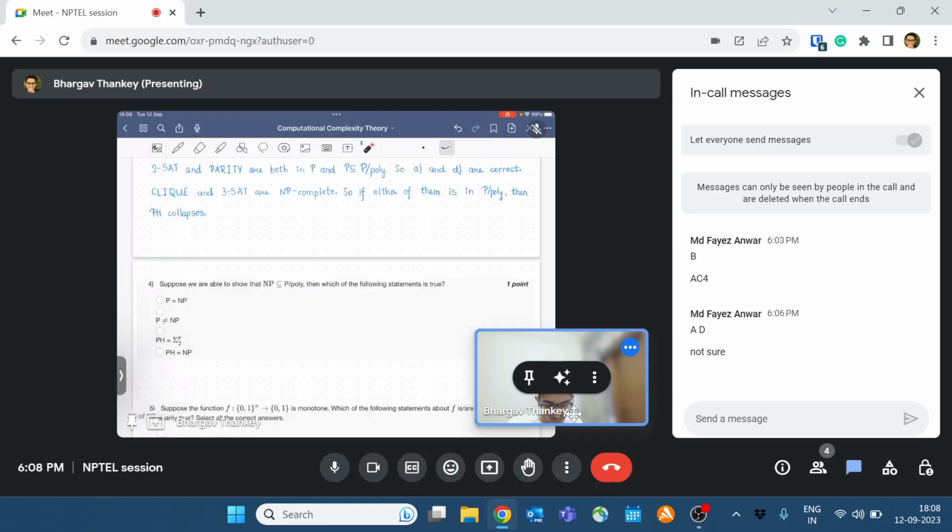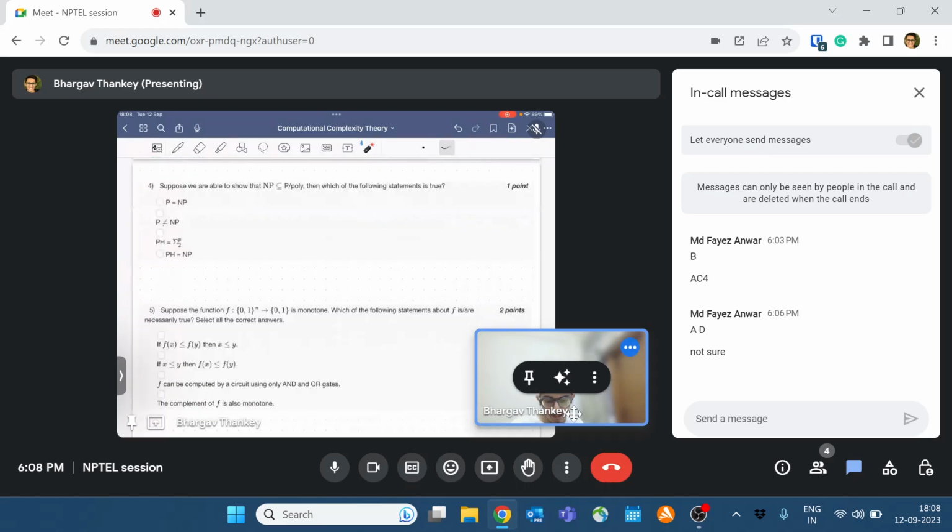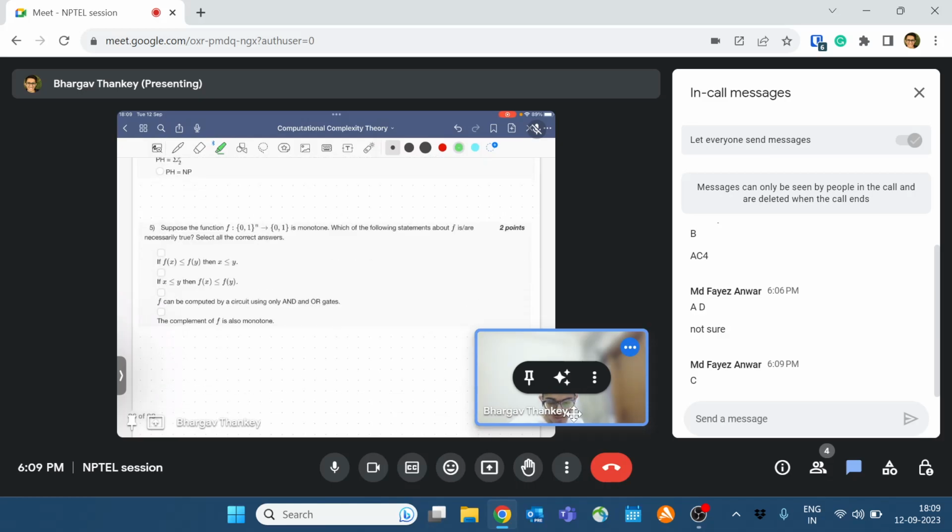Okay, so then let's look at the next problem. The next problem is: suppose we are able to show that NP is contained in P slash poly, then which of the following statements is true? This is related to the previous problem and it's just a recall question. The options are P equals NP, P not equals NP, PH equals sigma 2, and PH equals NP. So which of these are correct? Yeah, it's C. PH collapses. We also used this in the previous question, right?